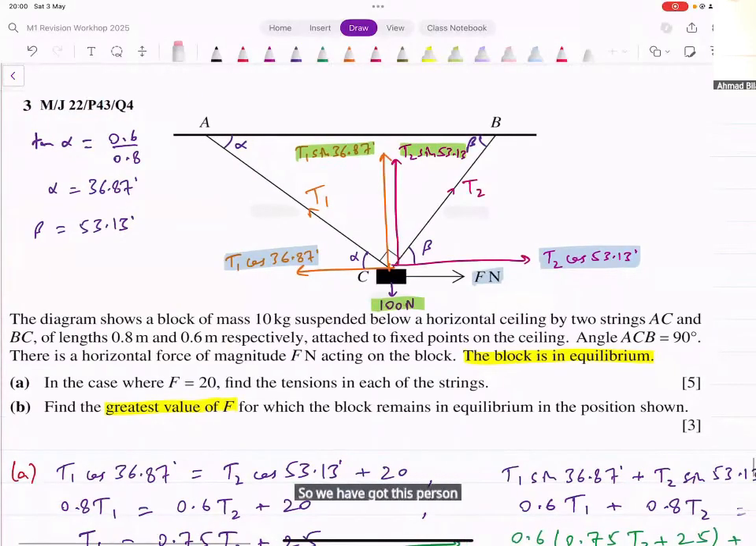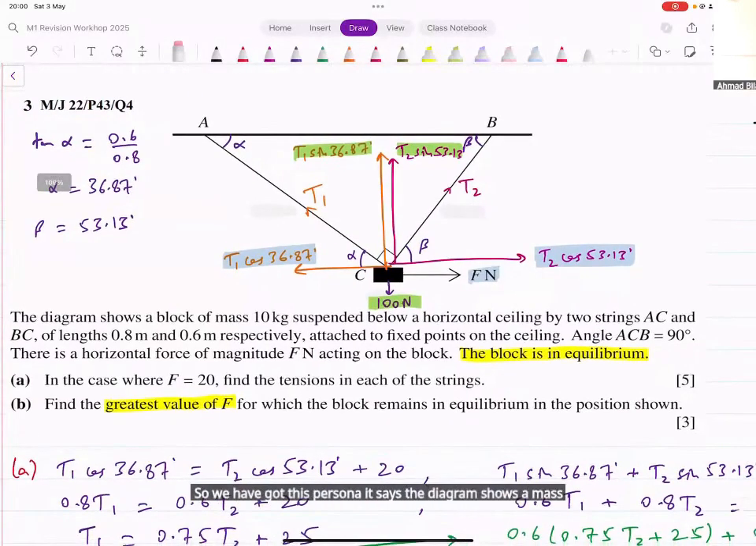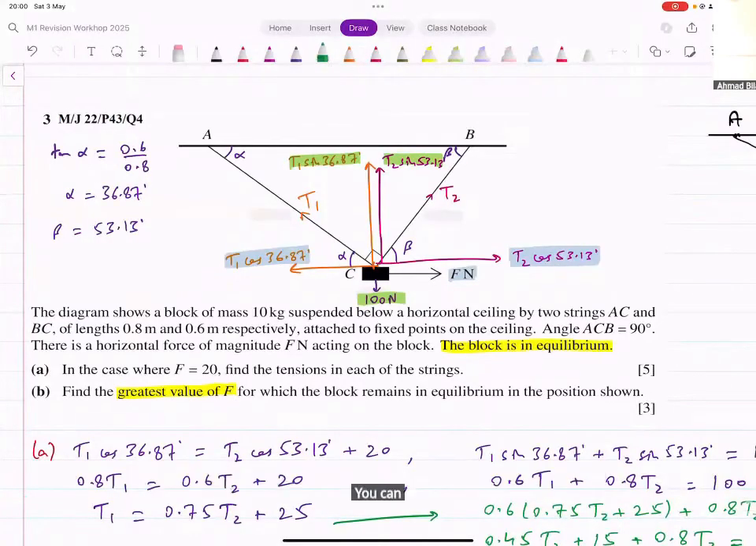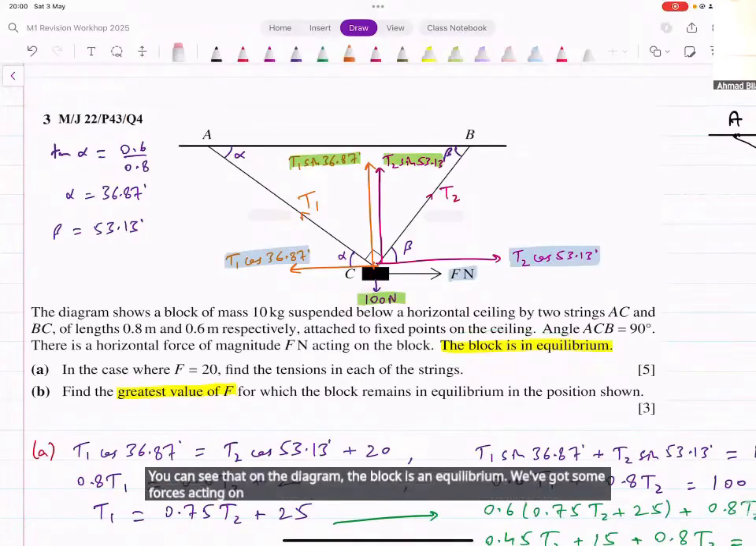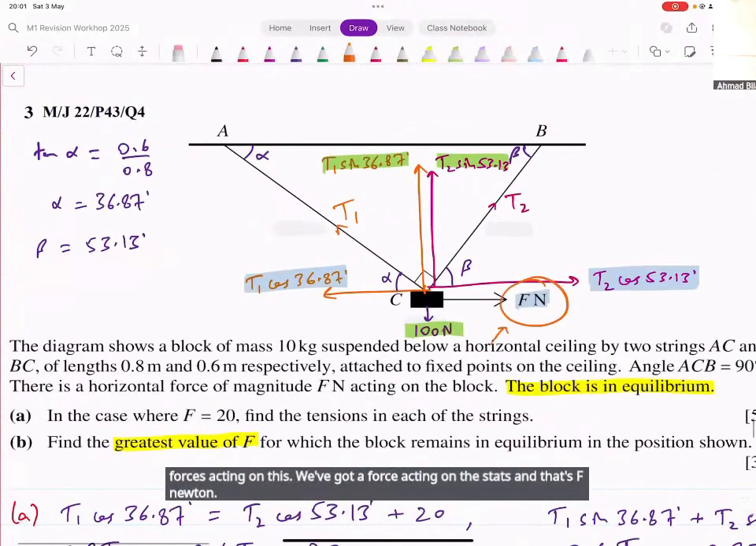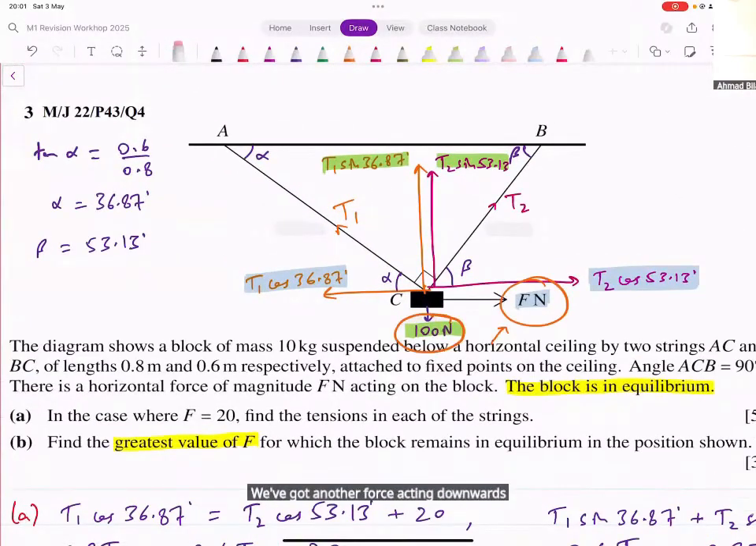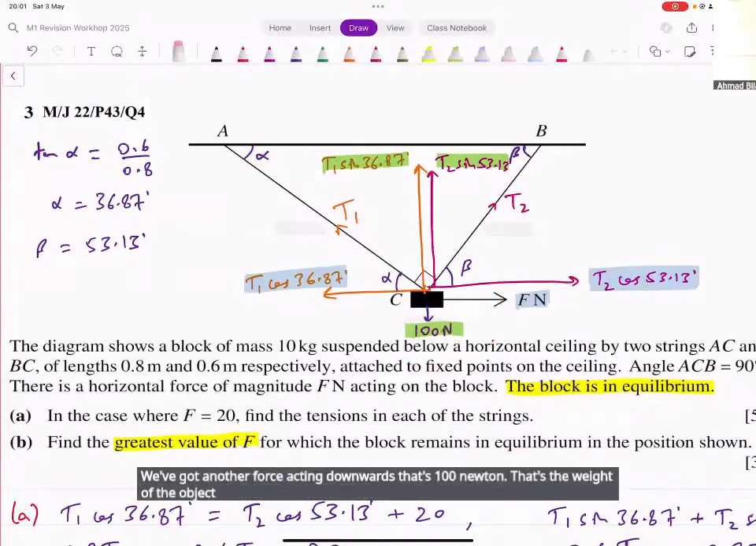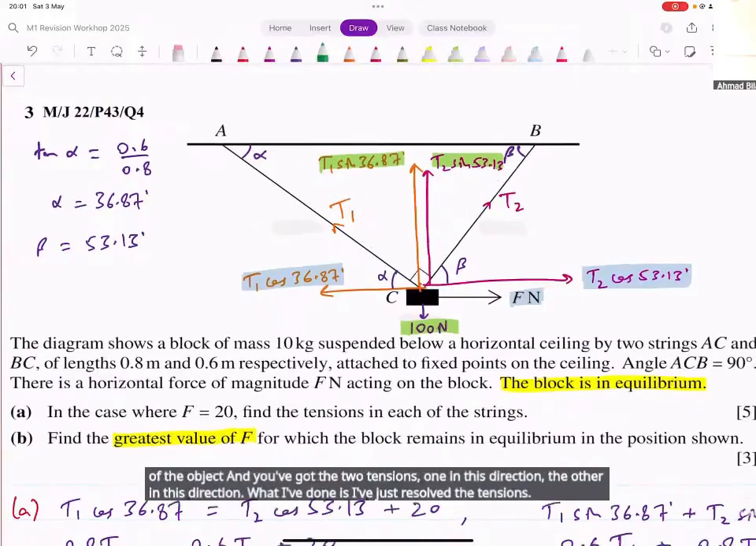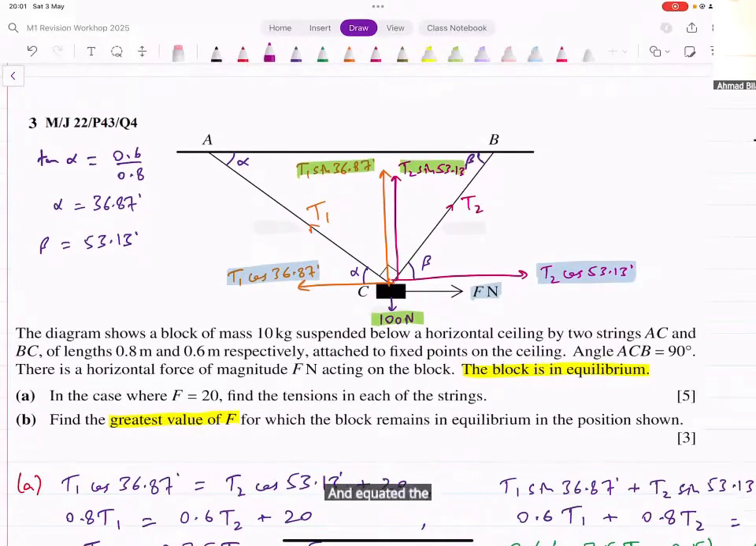It says the diagram shows a mass of 10 kilograms suspended below a horizontal ceiling by two strings AC and BC. You can see that on the diagram, the block is in equilibrium. We've got some forces acting on this. We've got a force acting in this direction, that's F Newton. We've got another force acting downwards, that's 100 Newton, the weight of the object. And we've got the two tensions, one in this direction, the other in this direction. What I've done is I've just resolved the tensions and equated the opposite forces. In the first part, they said F is equal to 20.